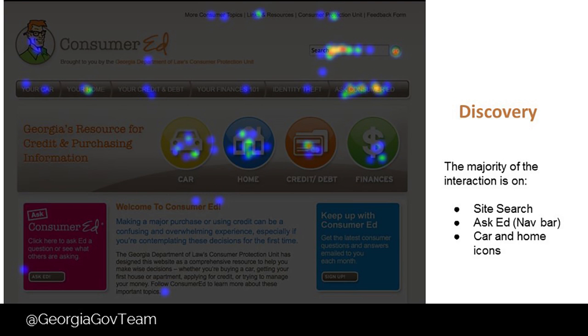In content strategy, a lot of my work is done on the front end in the discovery phase. And this is a heat map of how people were using the site. We're able to see that the majority of the interaction is over here. People are on the search a lot. They're in the search engine because they're not really finding what they're looking for. So that's what that tells us. Cars and homes were the two biggest categories they were looking for.